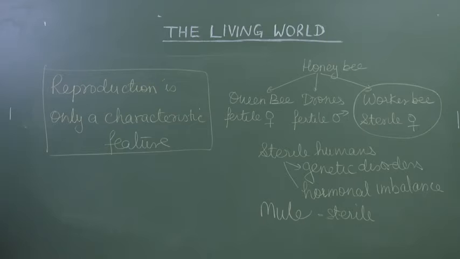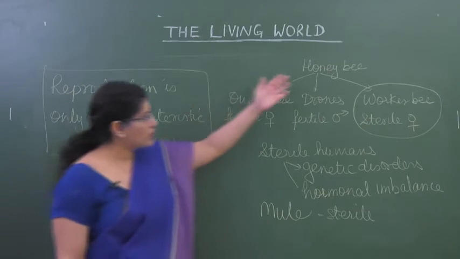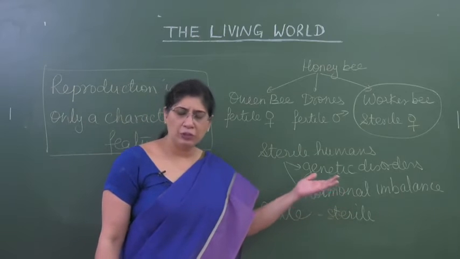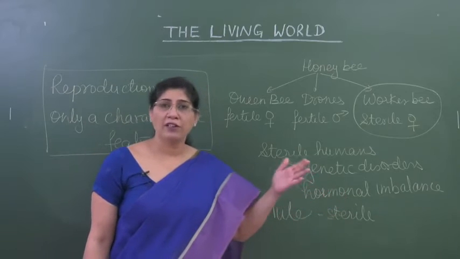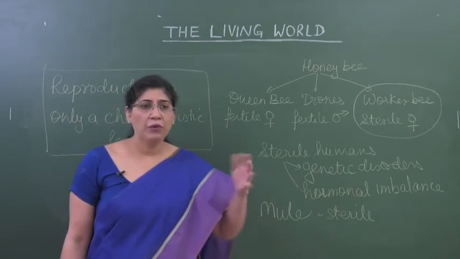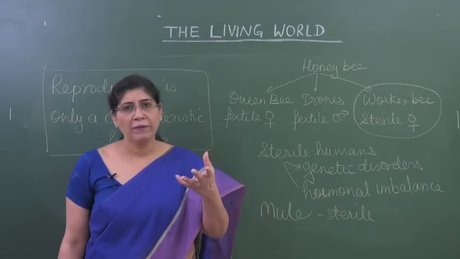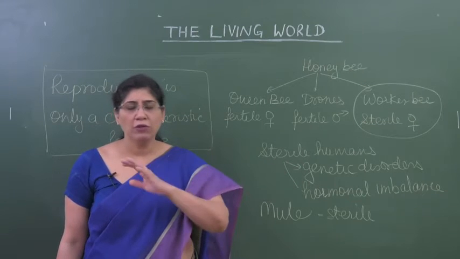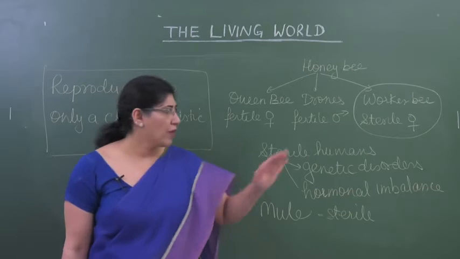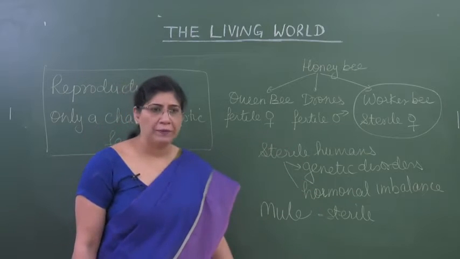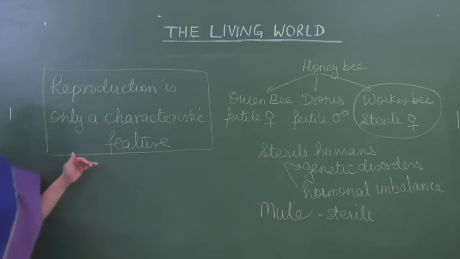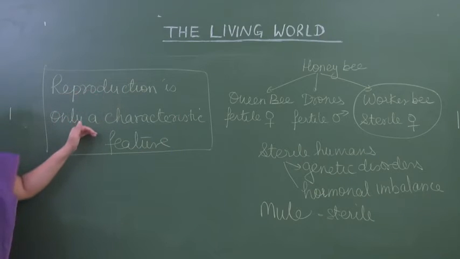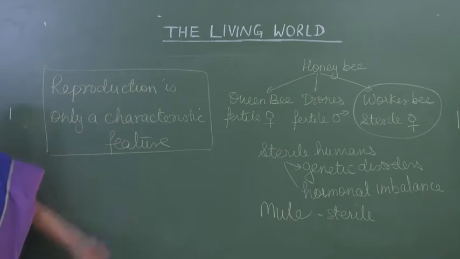So these are the animals which are not able to reproduce, a large number. You can add this to plants also. Neuter flowers in sunflower, they don't have either anther or stigma, no ovary, no androecium, therefore they are also sterile, which means our result or inference is reproduction is only a characteristic feature.